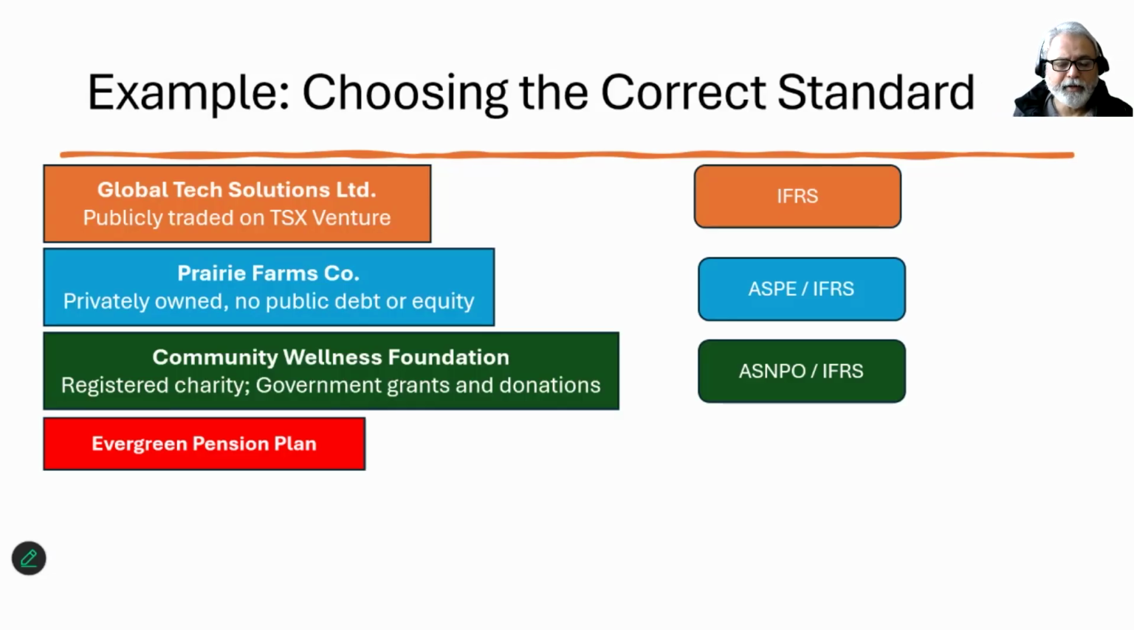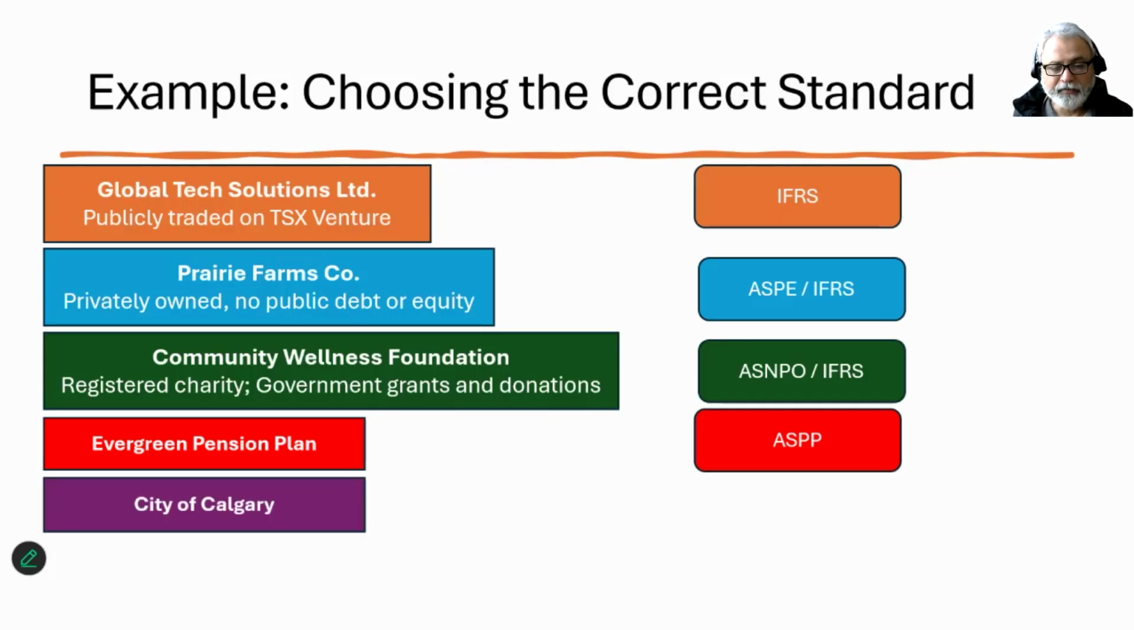Consider Evergreen Pension Plan. Now, pension plans, they are esoteric, specialized entities. They essentially manage the pensions, obligations, and plan assets on behalf of other companies. Now, because of the very specialized nature of their operations, there is Part 4, Accounting Standards for Pension Plans, ASPP, that are applicable to them.